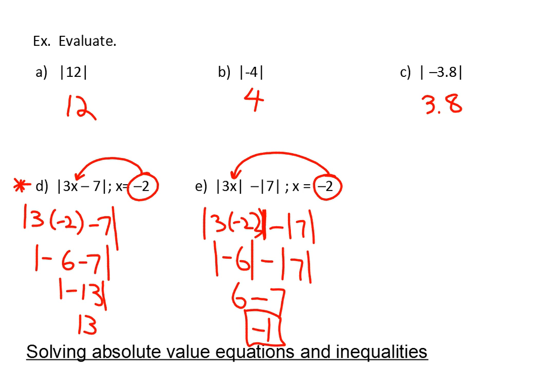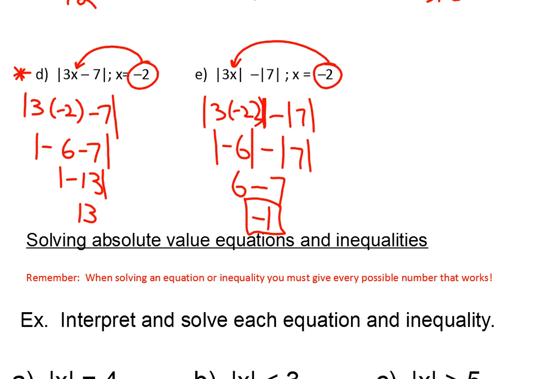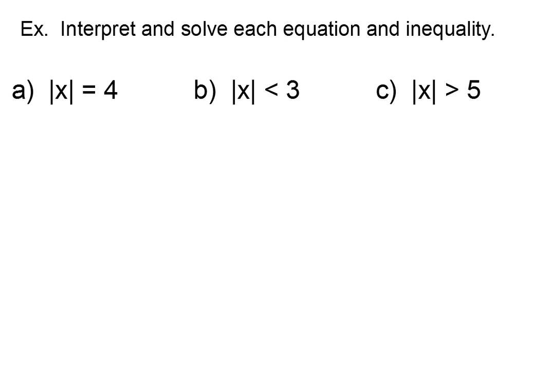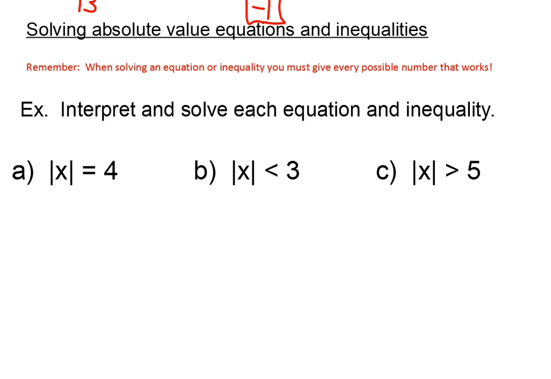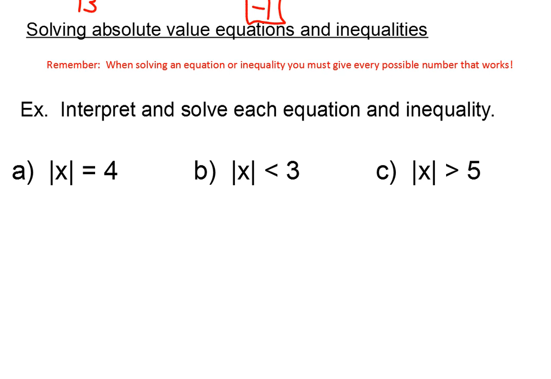Okay? All right, now let's jump into the meat of this lesson, and that's solving absolute value equations and inequalities. Folks, you need to remember that when you solve an absolute value equation or inequality, you must give every possible number that works. I'm sorry, whenever you solve any equation, you have to give every possible number that works. Take a look at some three basic problems. This says interpret and solve each equation and inequality. The first one says the absolute value of x equals 4.